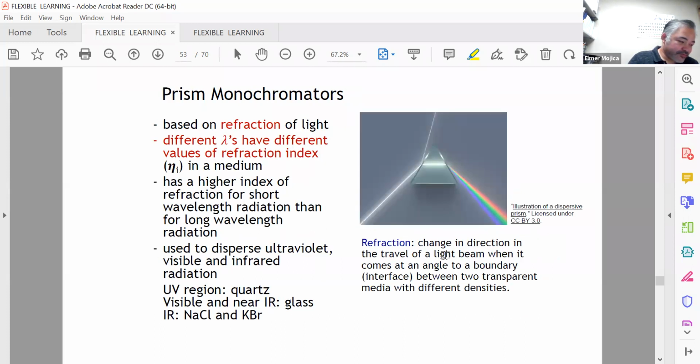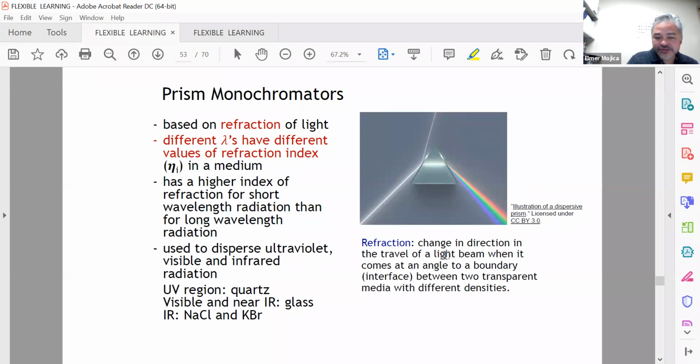Now, we can also have the type of monochromator that is a prism. So when you have white light pass through the prism, it will give you the rainbow colors. So this is based on the refraction of light. The different wavelengths have different values of refractive index in a given medium, and it has a higher index of refraction for short wavelength radiation than for long wavelength radiation.